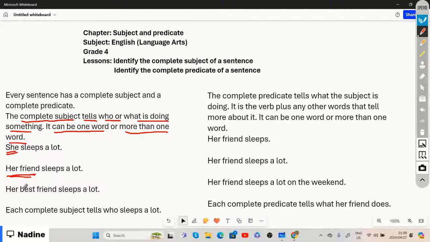And the next sentence is her best friend sleeps a lot. And if we were to identify our subject, right? If we ask who sleeps a lot, then we can say her best friend. And remember, we said that a subject can either be one word or it can be more than one word.